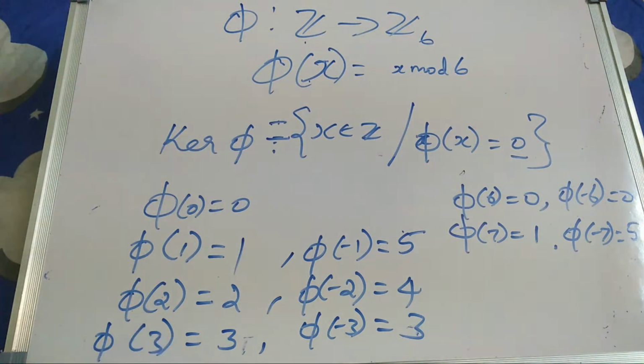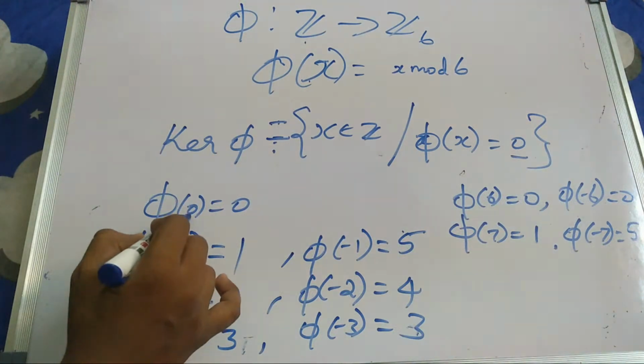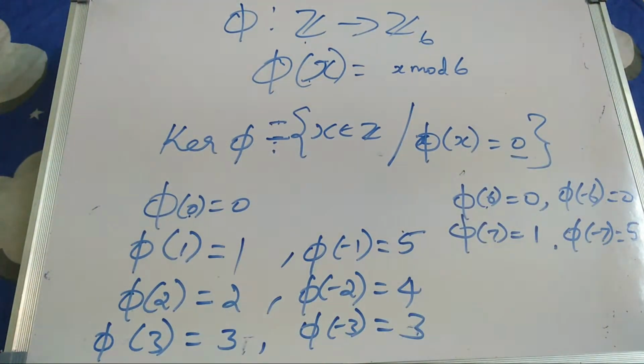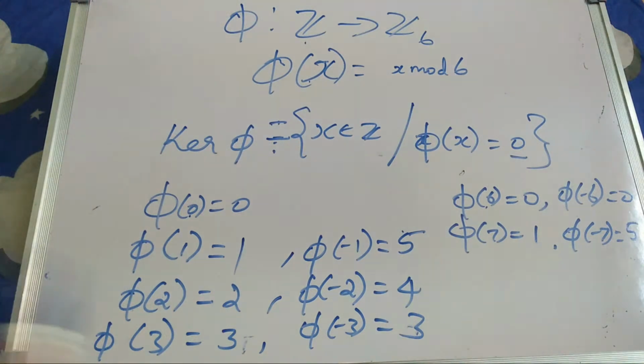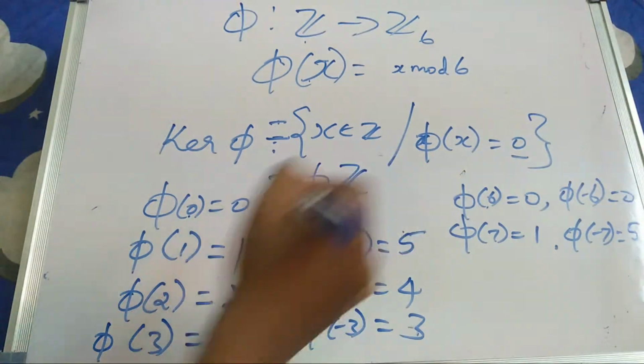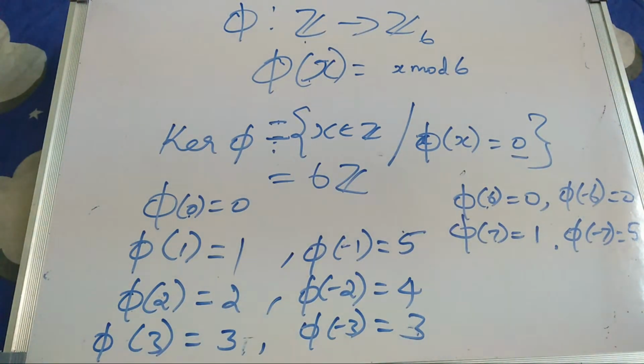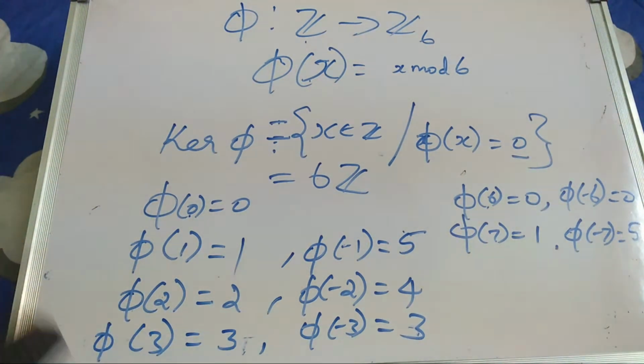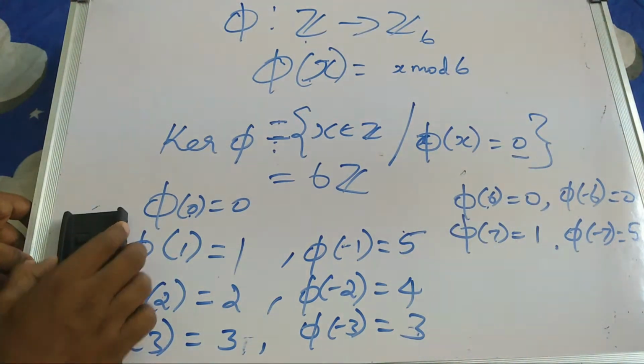So, if you look carefully, whenever we have 0 and multiples of 6, it is mapped to 0. Otherwise, it is not mapped to 0. So the kernel of phi is 6Z here. Fine. So in all the 3 examples we did till now, we have seen that the kernel set is a subgroup. So we will state down the fact and we will prove one more interesting fact.